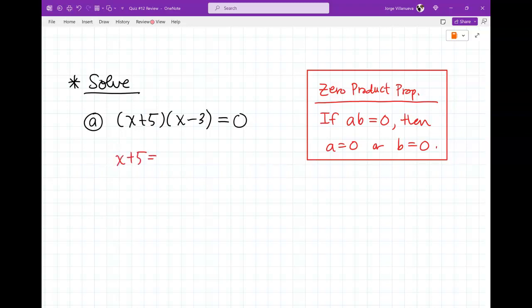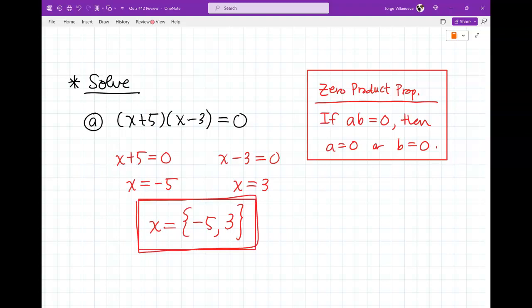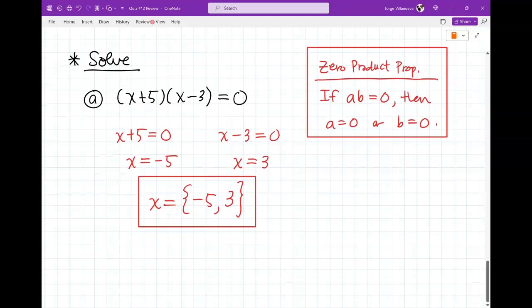x plus 5 is equal to 0, or x minus 3 is equal to 0. So my answer for the left one is x equal to negative 5, or x equal to 3. So my solutions are -5 and 3. The nice thing about these problems is that they're already factored for you. All you have to do is the solving part. You don't have to do anything else tricky. It's set up, break them apart, solve each one individually and write your answer. That's all you have to do.